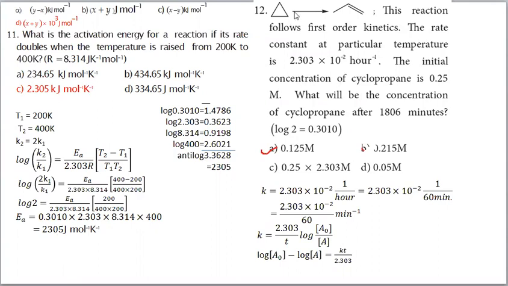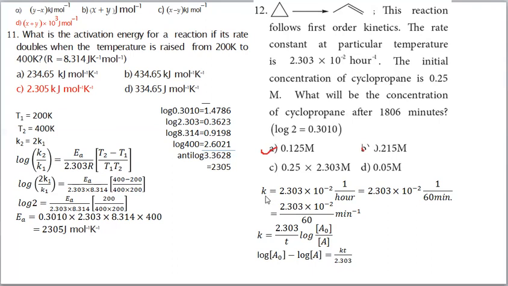Question number 12. Cyclopropane gives propene. This reaction follows first order kinetics. The rate constant at a particular temperature is this value, with unit per hour. The initial concentration of cyclopropane is 0.25 molarity. This is A0. What will be the concentration of cyclopropane after 1806 minutes? Here time is in minutes, but the unit of K is per hour, so we can change the hour into minutes. Then log 2 value is also given.